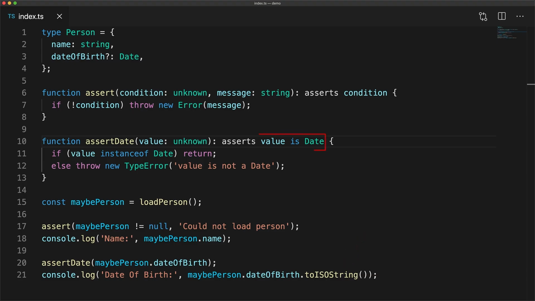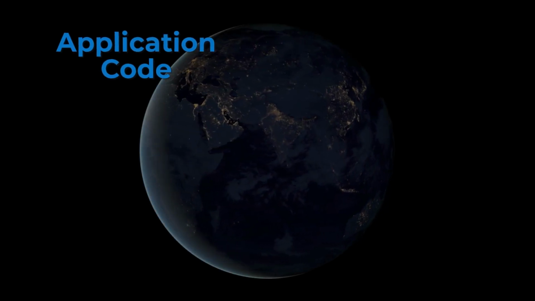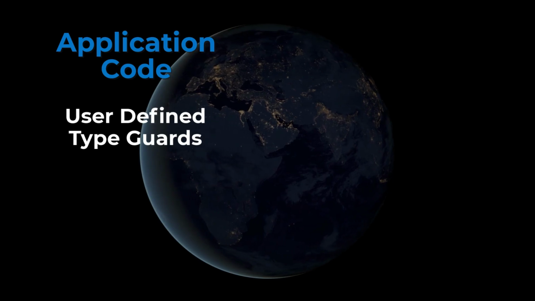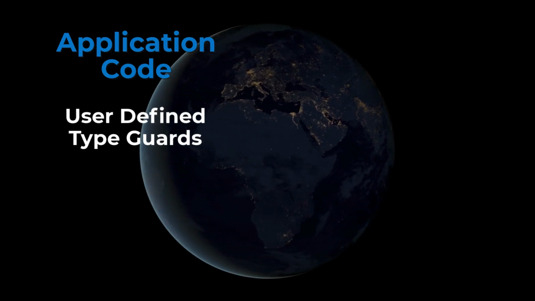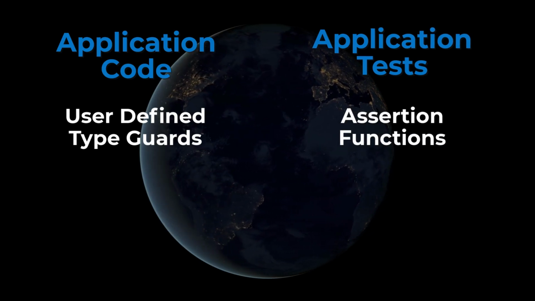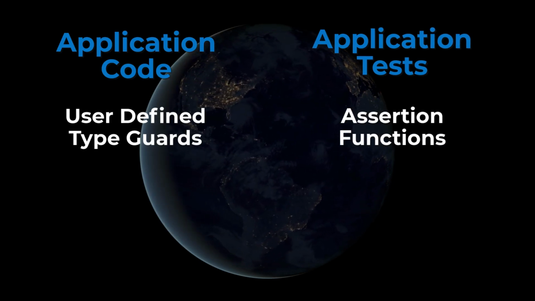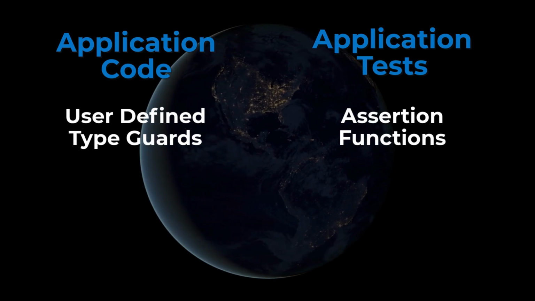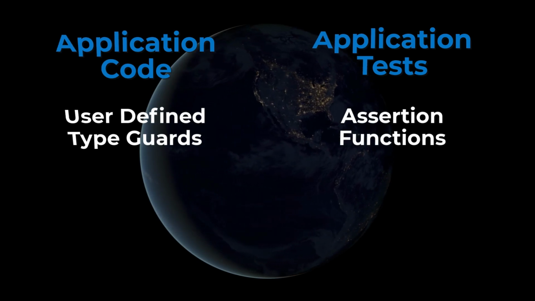As a final thought, you might have noticed that the syntax for assertion functions is very similar to the syntax for user-defined type guards. And you might be wondering when you should use an assertion function and when you should use a user-defined type guard. Normally in your application code, you would use a user-defined type guard as you do not want to be throwing errors in your application code. However, when writing application tests, you would use an assertion function as unhandled errors are gracefully reported as a test failure by popular testing frameworks.